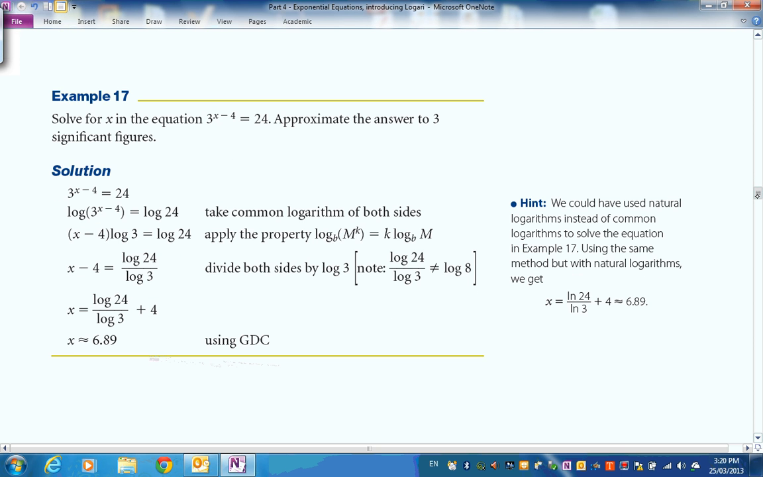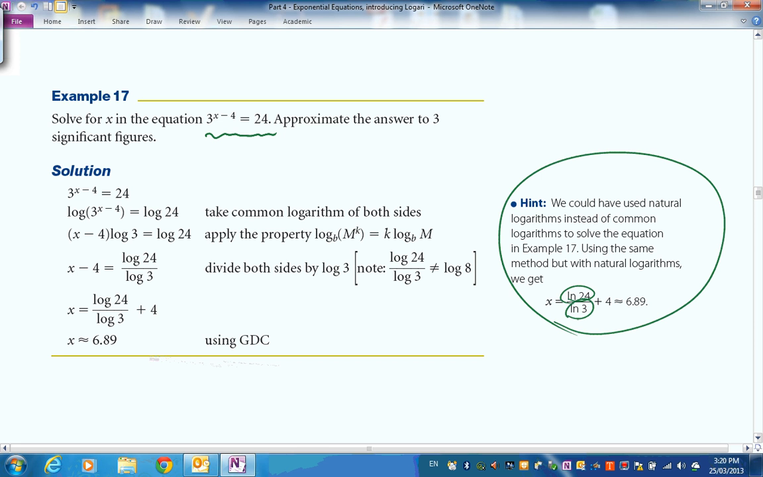Here's example 17. 3 to the x take 4 equals 24. Now, we could use ln, natural logs, because you can write both of those as a power of e, but we usually only use ln for equations where e is the base, for equations with e as the base in our exponential function. So here, let's go back to log to the base 10.